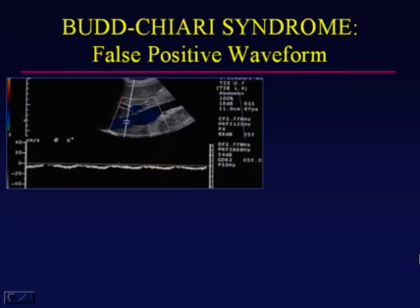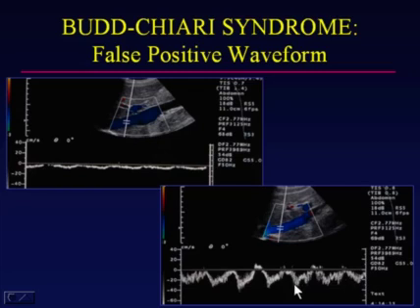You can occasionally have a false positive flat waveform indicating Budd-Chiari syndrome that is only due to the fact that the patient has increased their intra-abdominal pressure by taking a deep breath or by external compression. So here you see an example of a patient that has a very flat waveform in the inferior vena cava, but a few minutes later you can see that it's normally pulsatile, as I showed you at the beginning of the lecture.